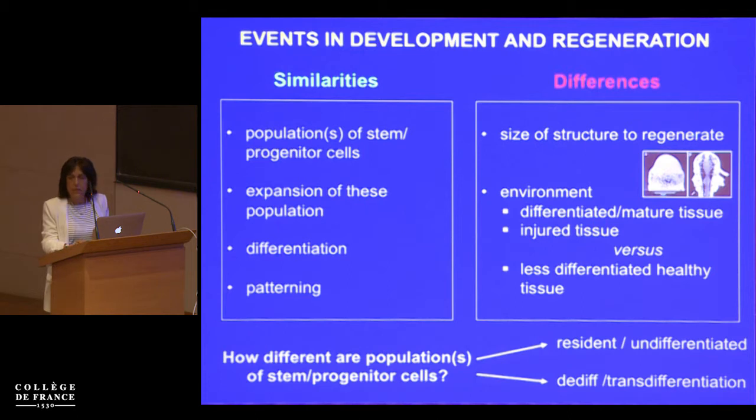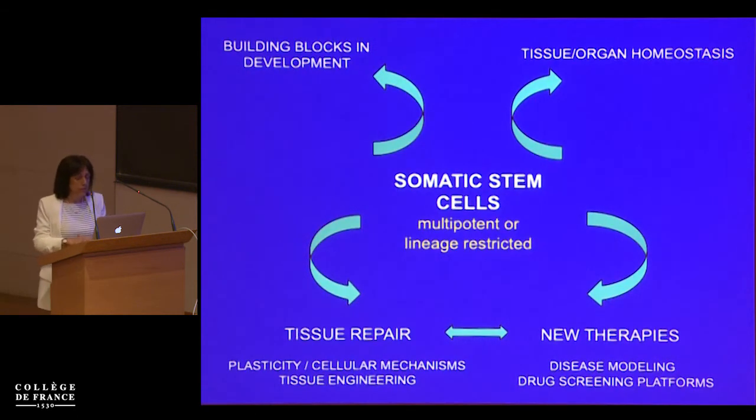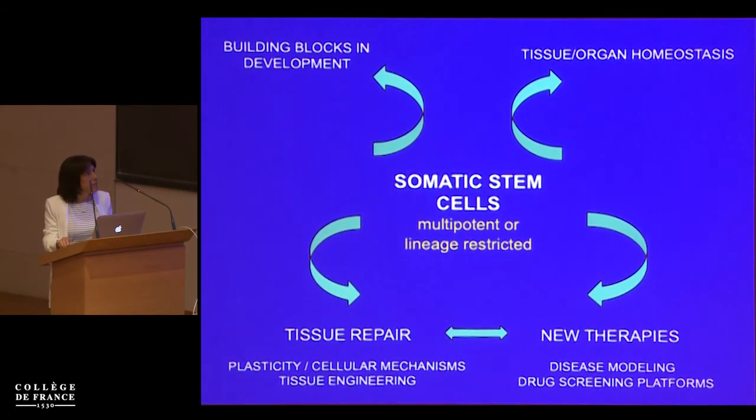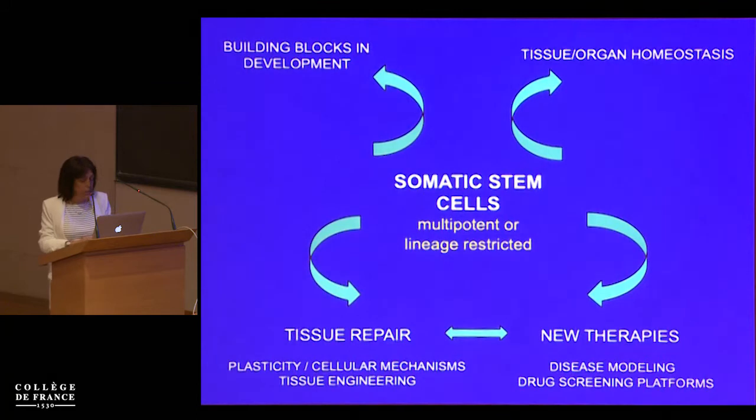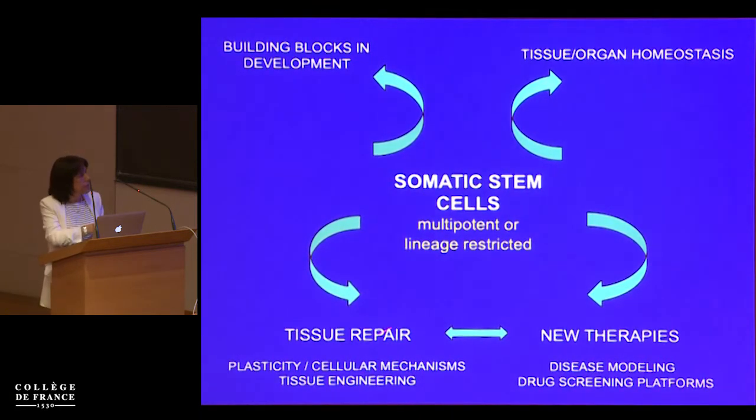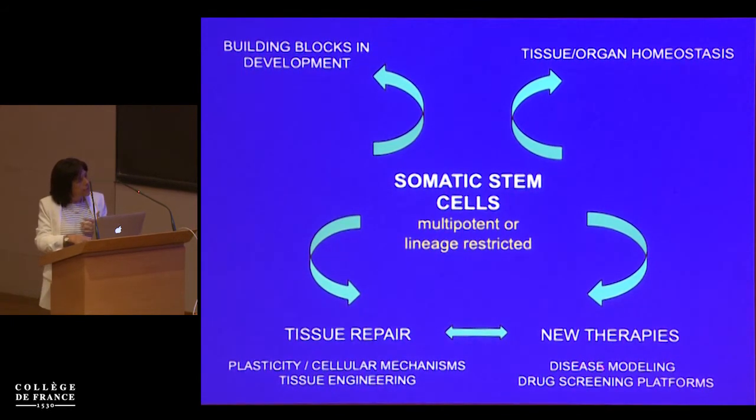Somatic stem cells, I don't think I need to say much, but obviously they are multipotent and lineage restricted depending on the stage of development or which organ we're talking about in the adult, and they are the building block in development. But they're also important in tissue homeostasis, and we don't always understand what the real role is. Obviously we're interested in repair. As I was saying, we are getting more towards trying to use these cells for repair and to rebuild structure where it cannot be rebuilt. But they're also very important for disease modeling because they provide a drug screening platform.